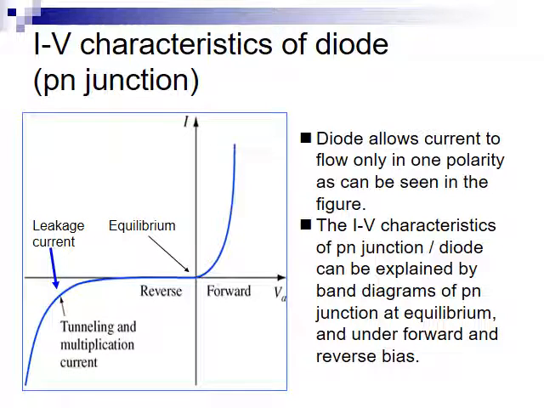For example, what happens in the PN junction that makes a PN junction allow only current to flow in one direction? What makes the leakage current? All of this can be explained and understood by studying the band diagram of PN junction at equilibrium and under forward and reverse bias. In this video, we will first proceed with the band diagram at equilibrium.